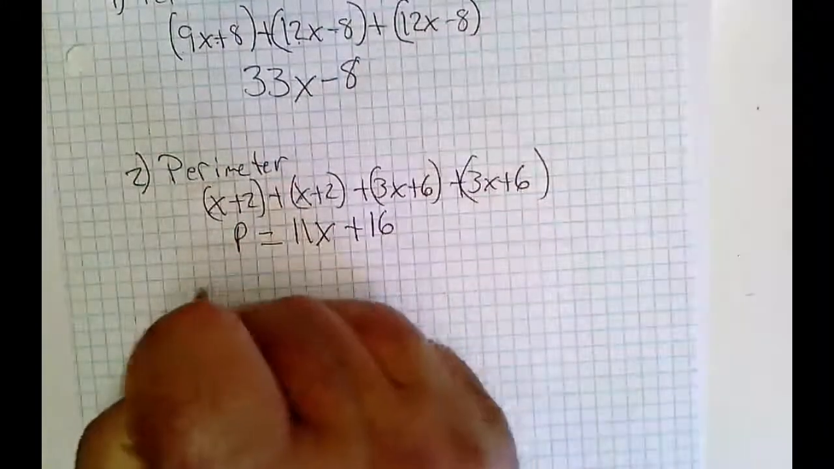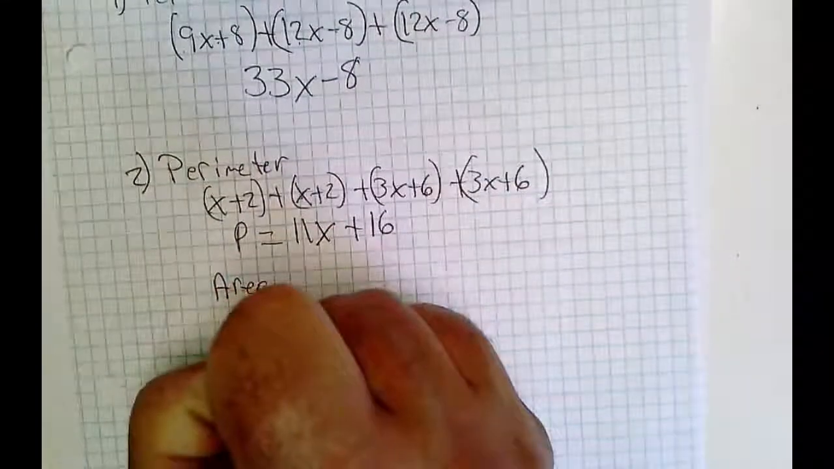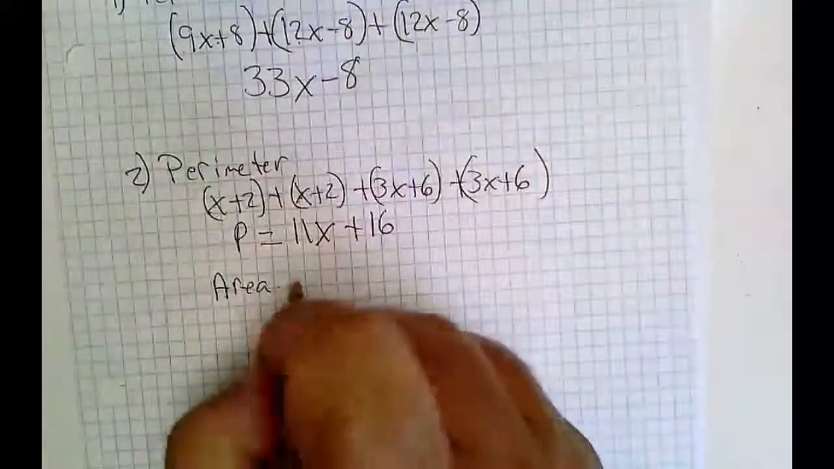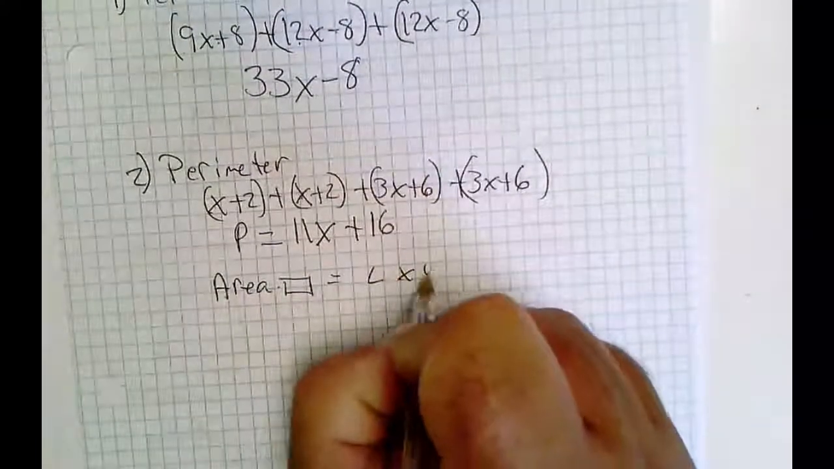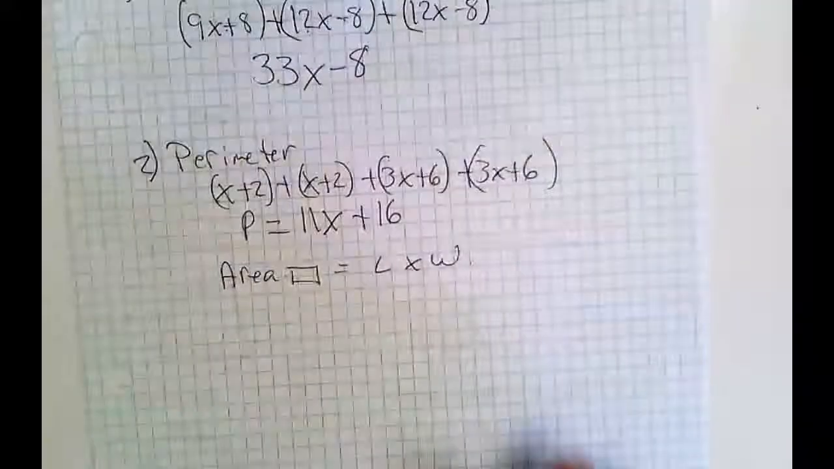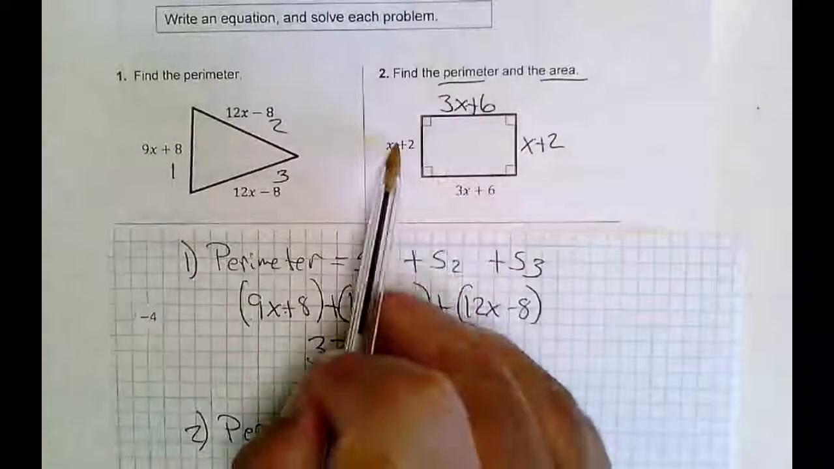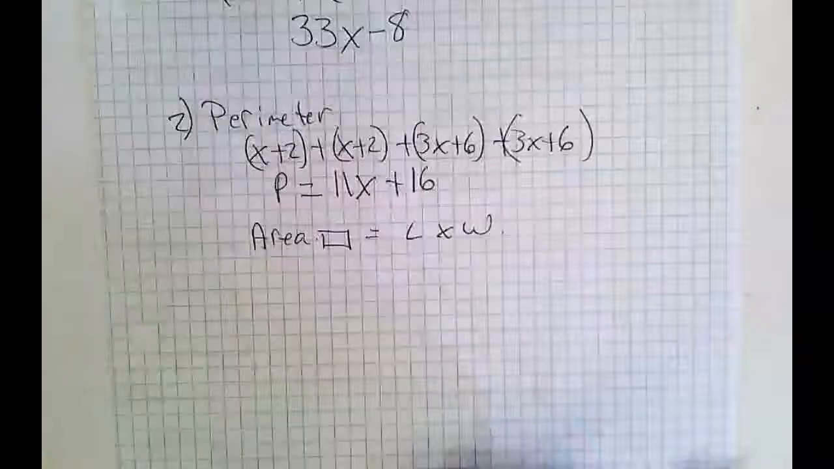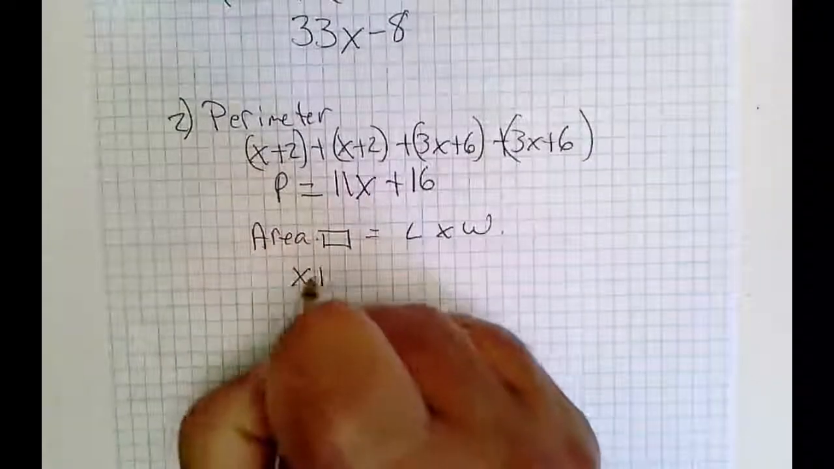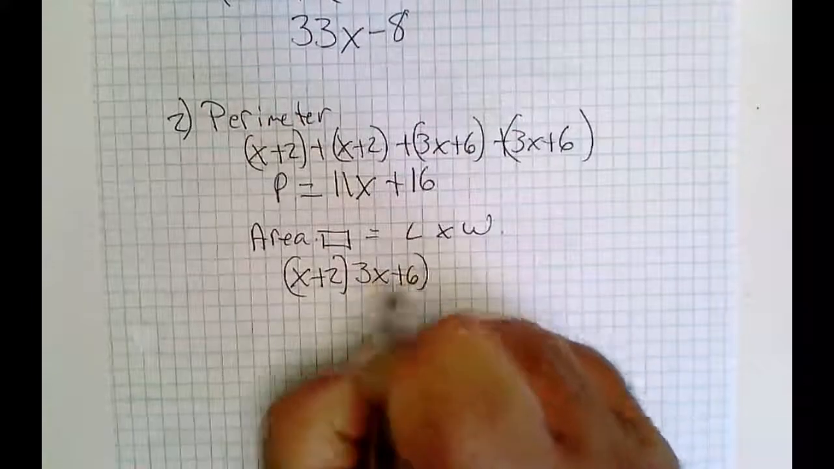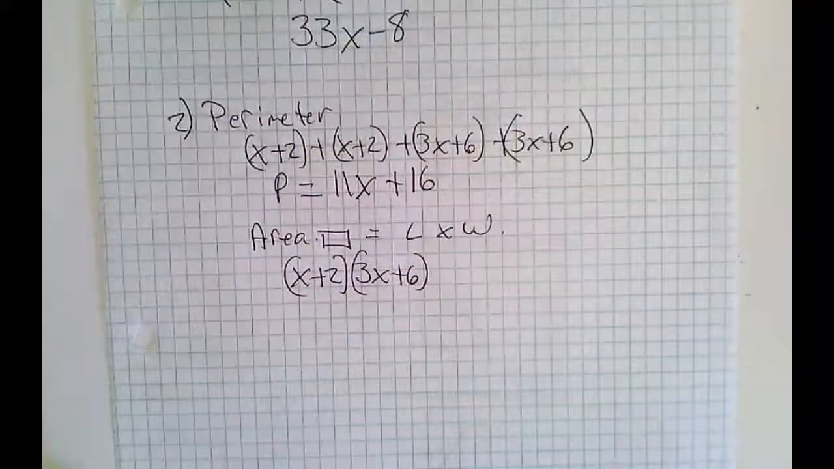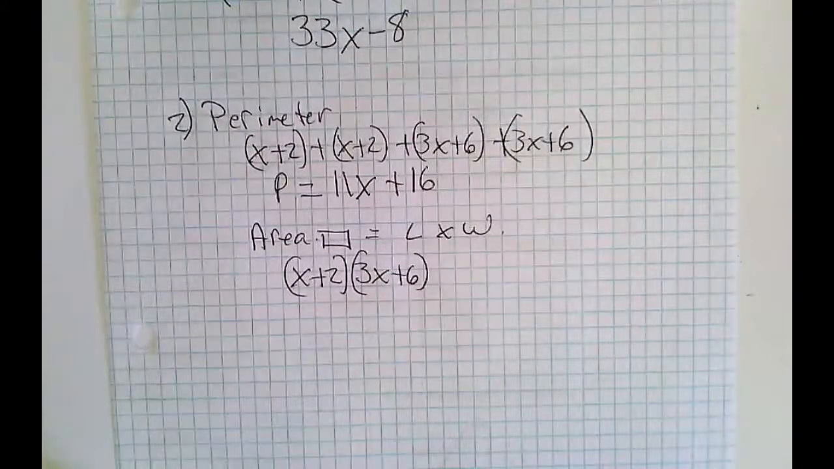Now, for this one, we're asked to find the area as well. Okay? And remember, area of a rectangle is length times width. So really what we're going to do is we're going to take the length times the width. So we're going to multiply two binomials. x plus 2 times 3x plus 6. Well, now we're going back to our polynomial stuff, and all we're doing here is using FOIL.